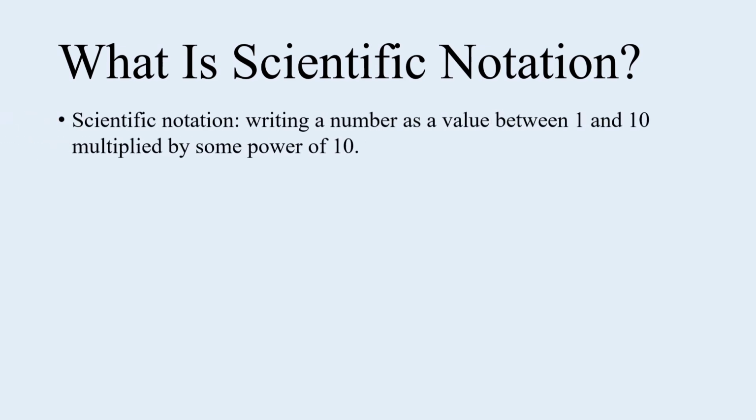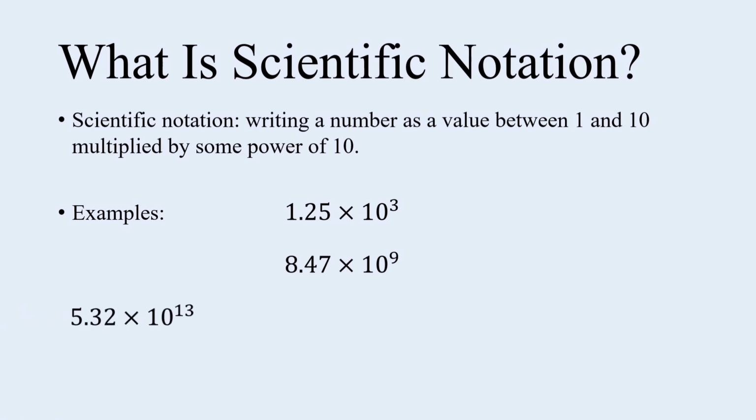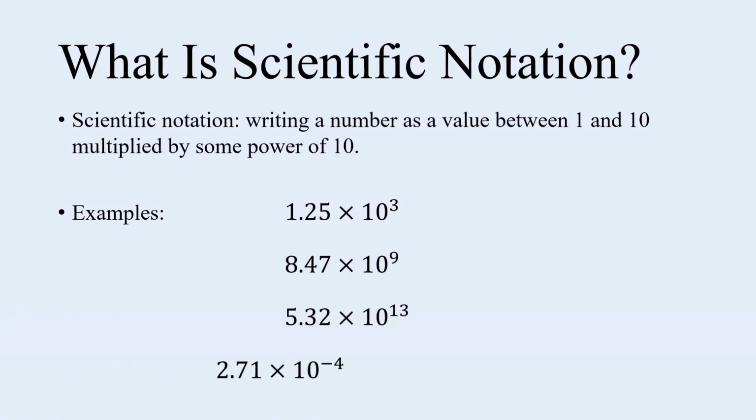Scientific notation is simply writing a number as a value between 1 and 10 multiplied by a power or multiple of 10. So, for example, numbers expressed in scientific notation could include 1.25 times 10 to the power of 3, 8.47 times 10 to the power of 9, 5.32 times 10 to the power of 13, and 2.71 times 10 to the power of negative 4.